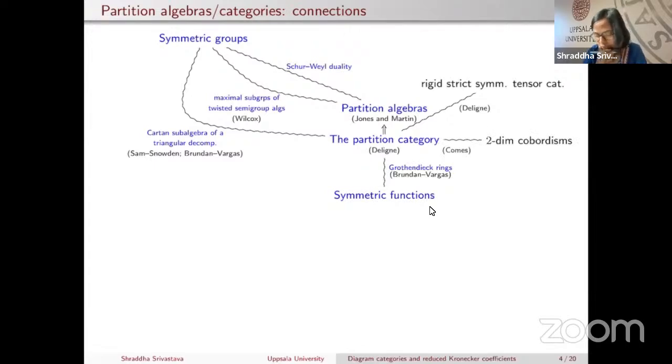The partition category also has some connection with topology. Because this category is a symmetric tensor category, Jonathan Comes gave a presentation of it as a monoidal presentation, and he related it to something called two-dimensional cobordism. We are also not going to talk about this.